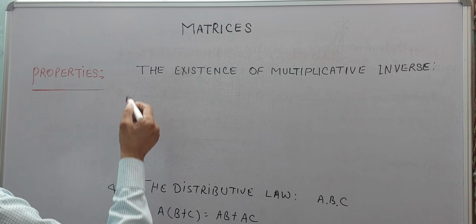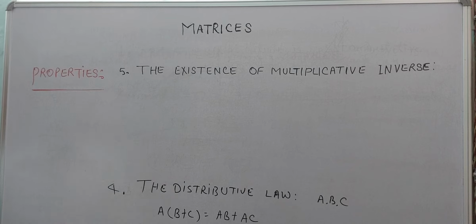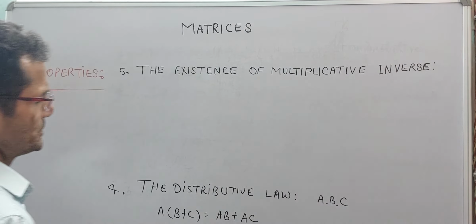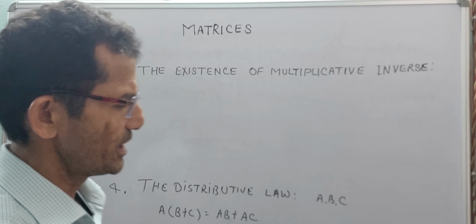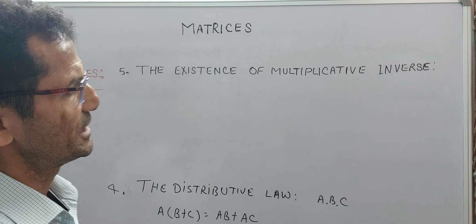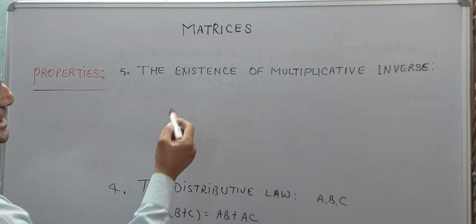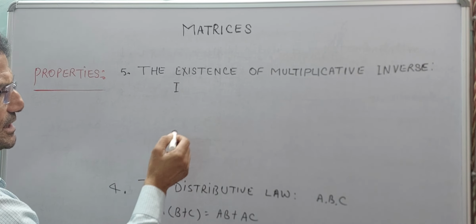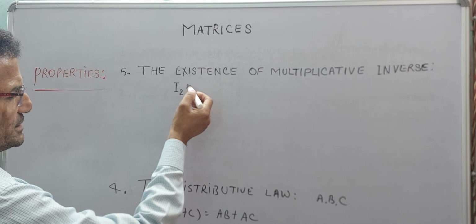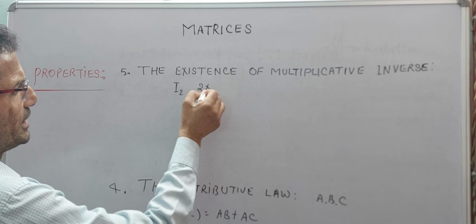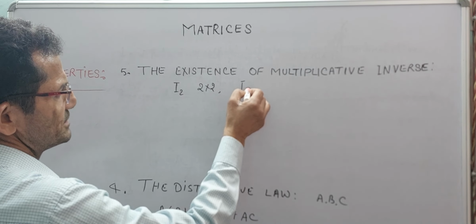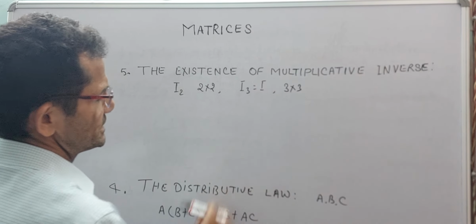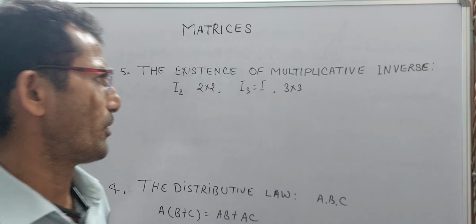Now our fifth property of matrix multiplication is the existence of the multiplicative identity. For every square matrix there exists an identity, which we represent by I. Generally I2 has order 2 cross 2, and I3 means its order is 3 cross 3. So the subscript represents the order.